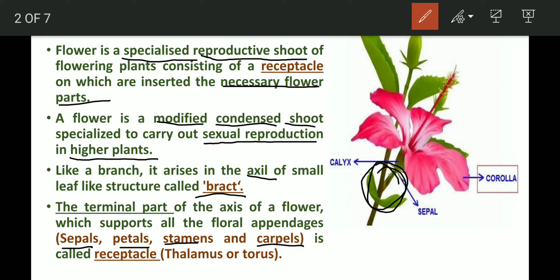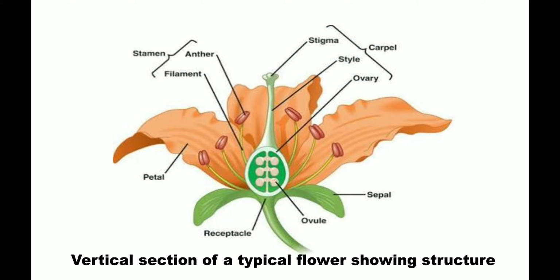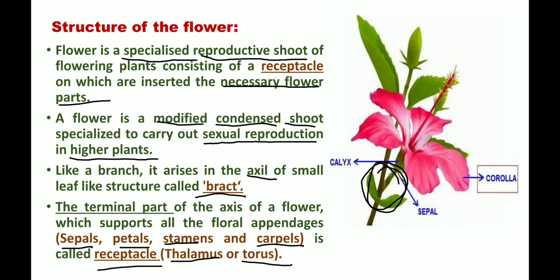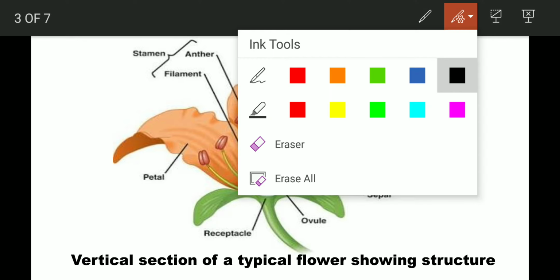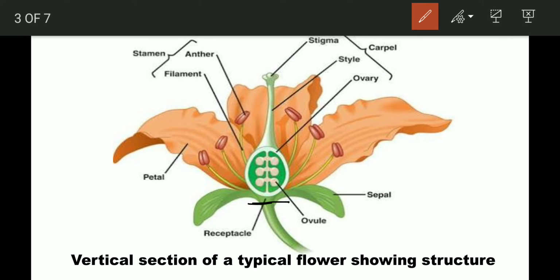Now here is the vertical section. When we cut the flower, when we observe a flower vertically, how does it look? So here is the vertical section of the typical flower. I told you the term receptacle. So here is the receptacle. Receptacle, I told you, is the basal portion which is bearing all the flower parts. So receptacle is this terminal portion.